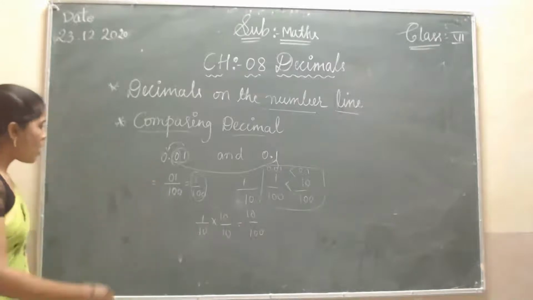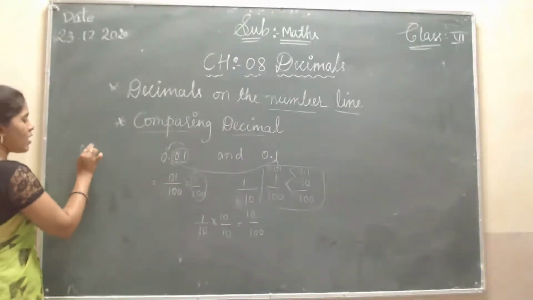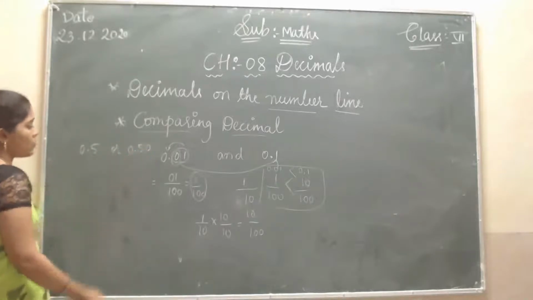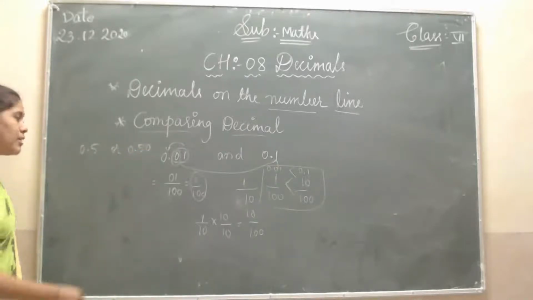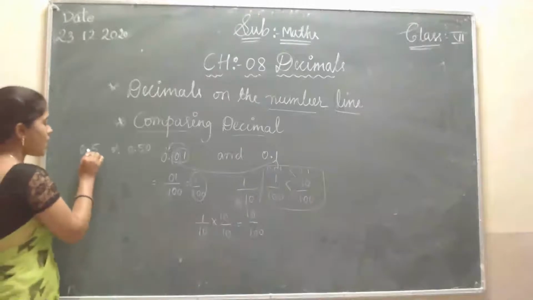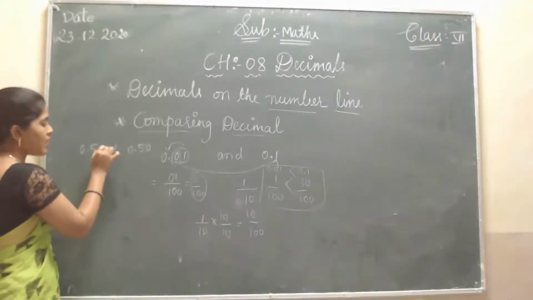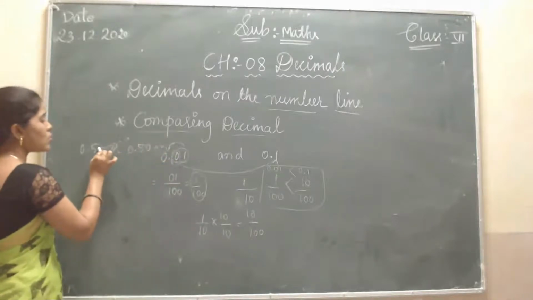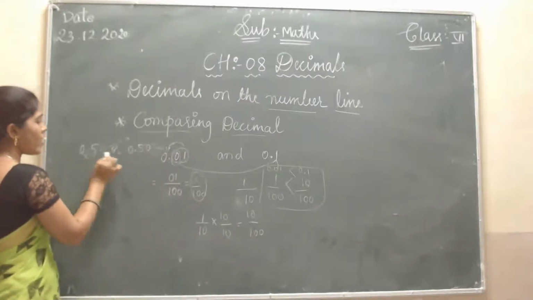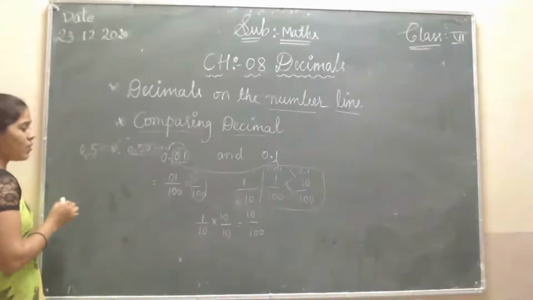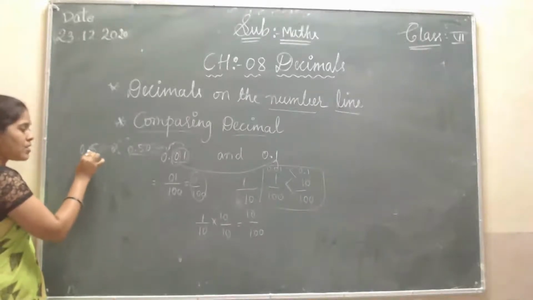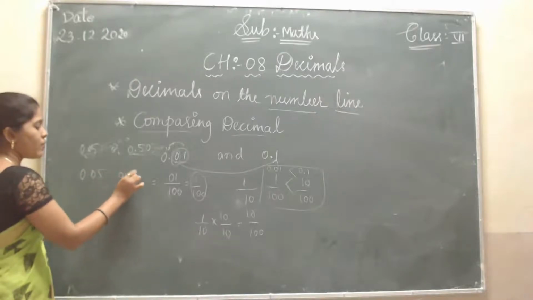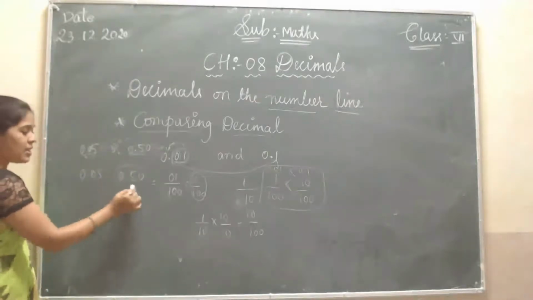Okay, now 0.5 or 0.50, which is greater? They are equal, because after the number if you add a 0, there is no value for it. So 0.5 and 0.50 are equal. But if there is a 0 before the number, then 0.05 or 0.50, obviously 0.50 is greater.